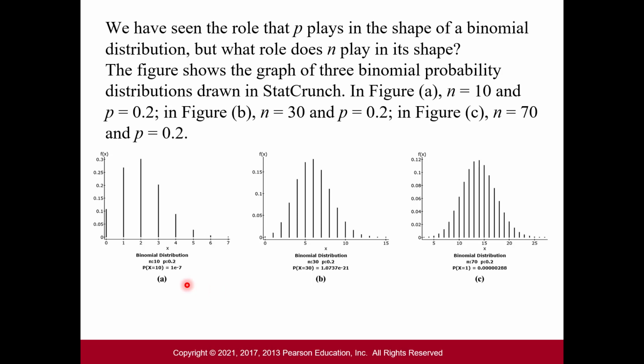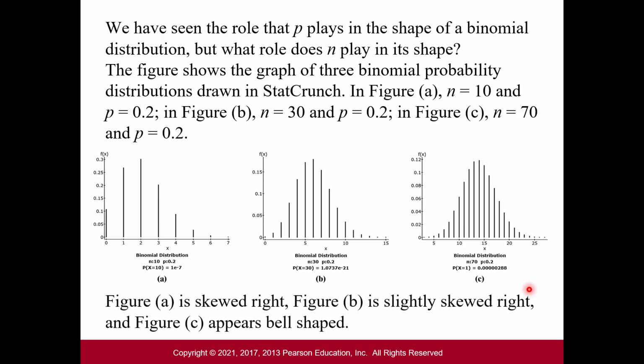And look at what it's doing to the shape. The first one was skewed right. The second one is still kind of skewed right, but notice this curve is kind of pushing its way toward the middle here. And then the third one, it's much more symmetric or bell-shaped. And so, like I said, it's slightly skewed right here as N increased, but as N got bigger and bigger, it looks more bell-shaped.